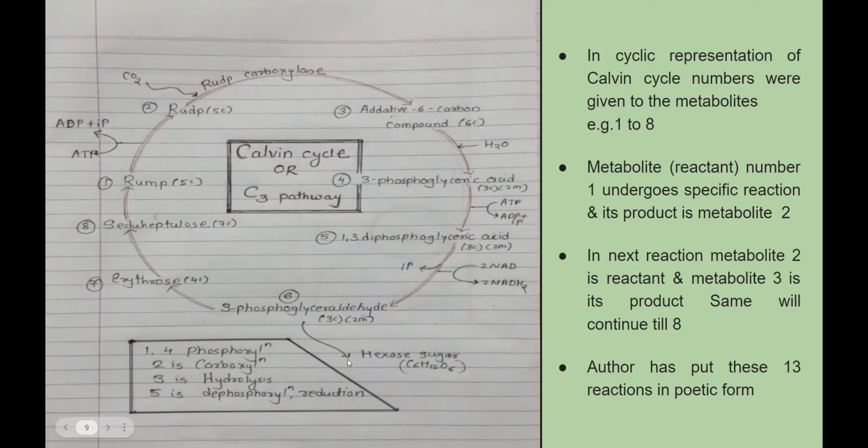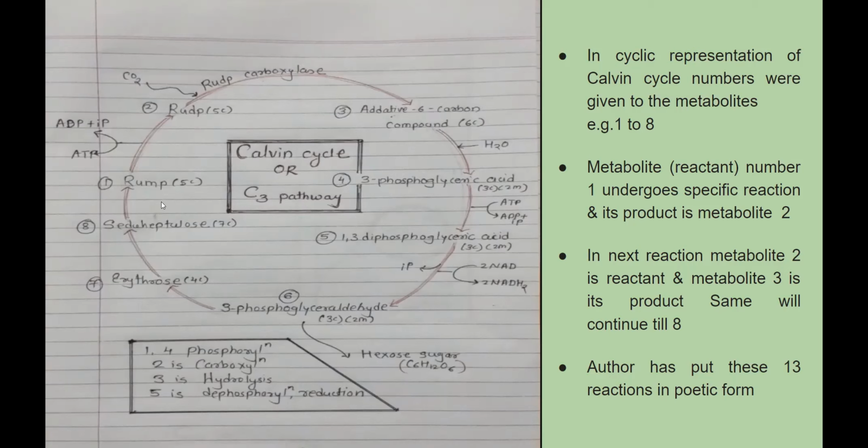As well, there is one box where I have mentioned 1 and 4 are phosphorylation, 2 is carboxylation, 3 is hydrolysis, 5 is dephosphorylation and reduction. Means for reaction number 1 and 4, phosphorylation is taking place. For reaction number 2, carboxylation. For reaction number 3, hydrolysis. And for reaction number 5, dephosphorylation and reduction. So, okay, I will say the poetic form.